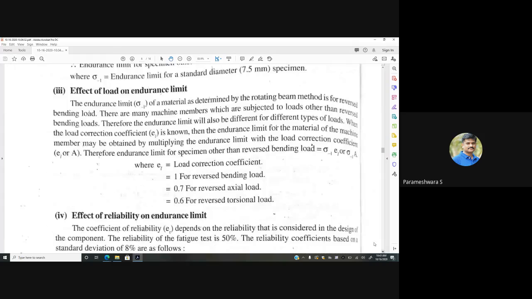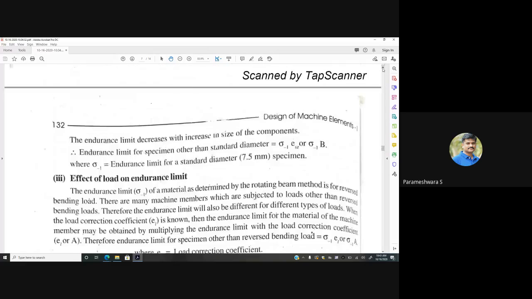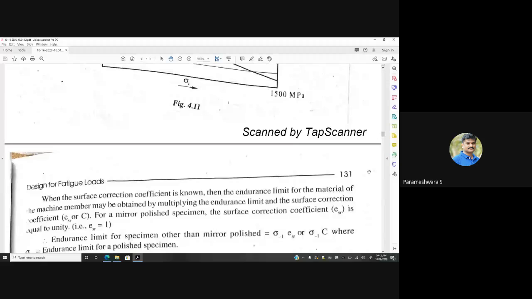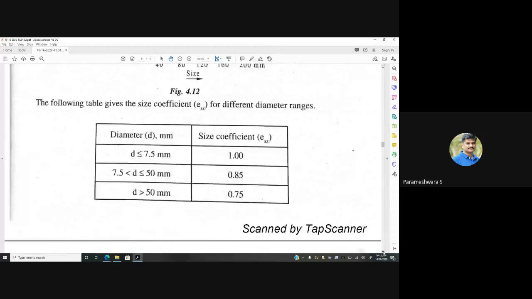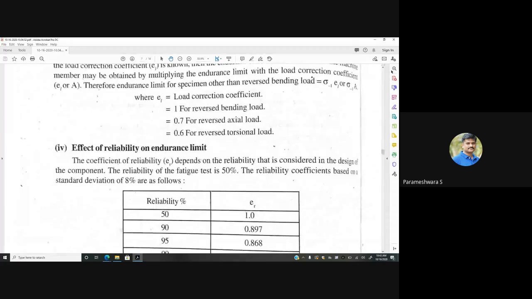Then apart from that, we have the effect of load on endurance limit. That is, considering the load correction coefficient. We have seen the size correction coefficient, and the surface correction coefficient. Now it is the load correction coefficient. So what is the effect of load on endurance limit?